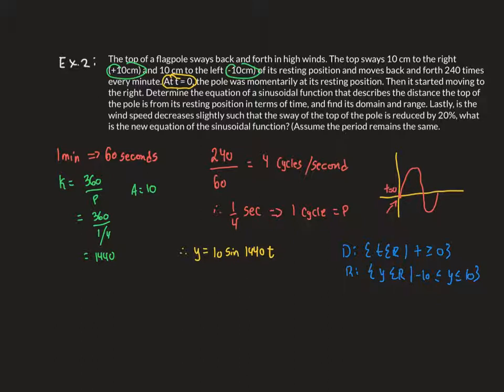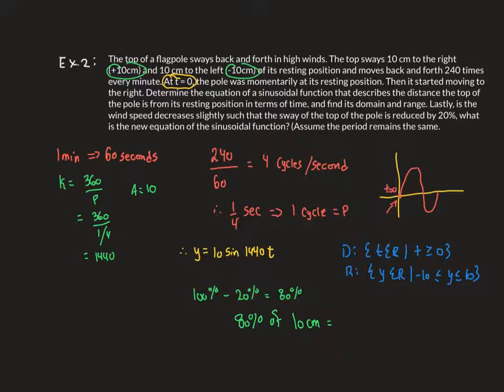Let's look at the last part here. The wind speed decreases slightly, such that the sway of the top of the pole is reduced by 20%. So if it's reduced by 20%, you have 100%, reduced by 20%, which means you have 80% of it remaining. What is the new equation of the sinusoidal function? Assume that the period remains the same. So if it's reduced, you need to find what your new max and min would be. So what's 80% of 10 centimeters?